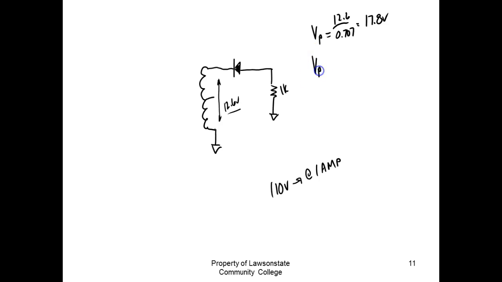And then we're going to calculate something we're going to call V peak out, which is going to be on this side of the diode. So this is going to be equal to 17.8, and we're going to subtract the voltage drop of the diode, 0.7. So V peak out is equal to 17.1. And that's DC. Then we need to calculate our DC. So our DC is going to be 17.1 divided by pi.